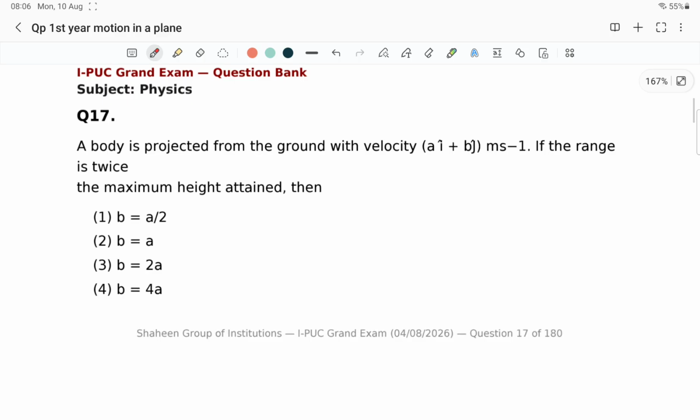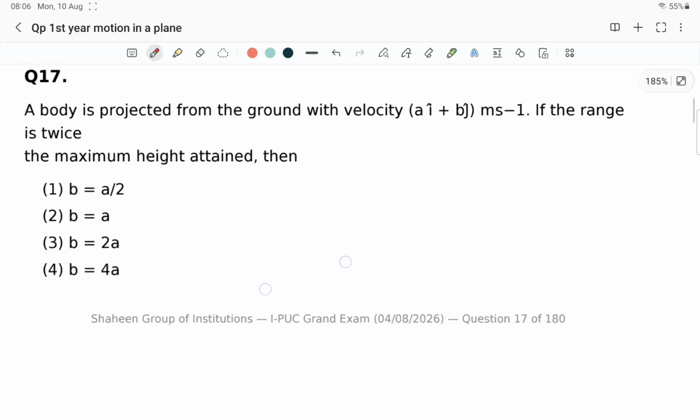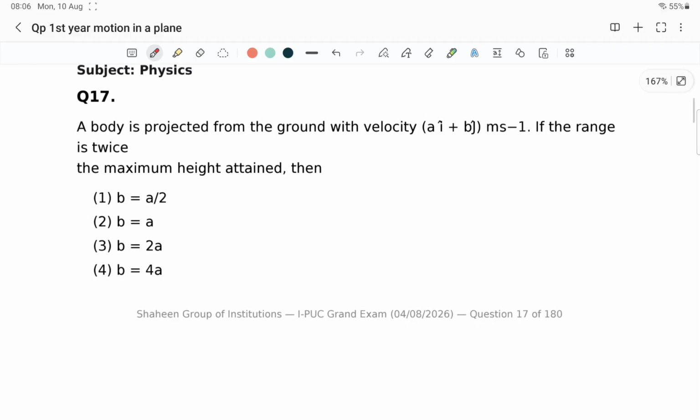we will speed up a little because we have already done around 35 to 36 minutes of the class. We are still not done even 20 questions. So we'll speed up wherever necessary.